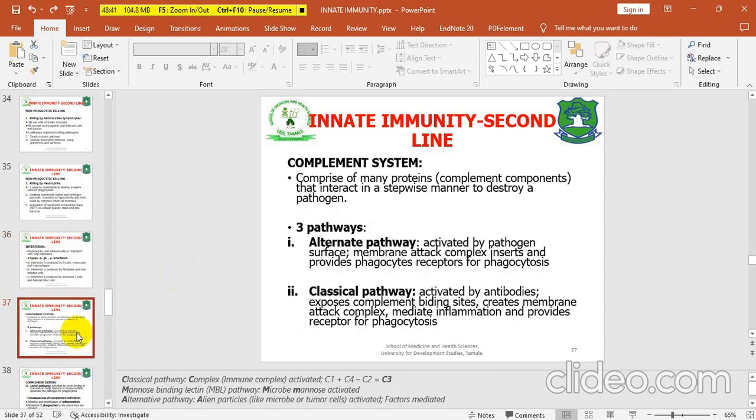So we have the complement system. Pay very particular attention to this section. But before I start the complement system, let's take a break.